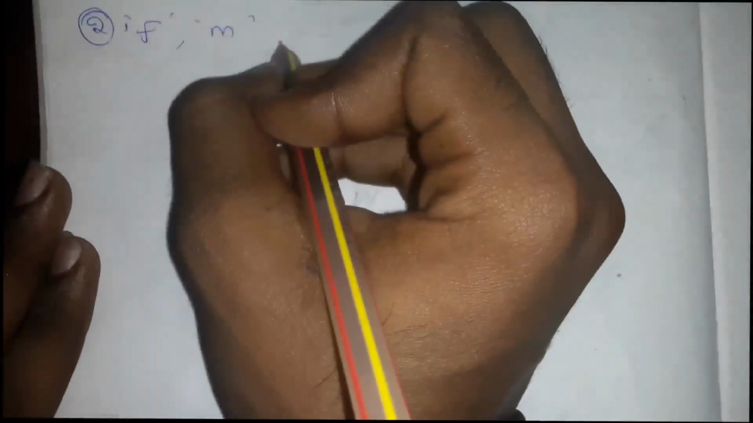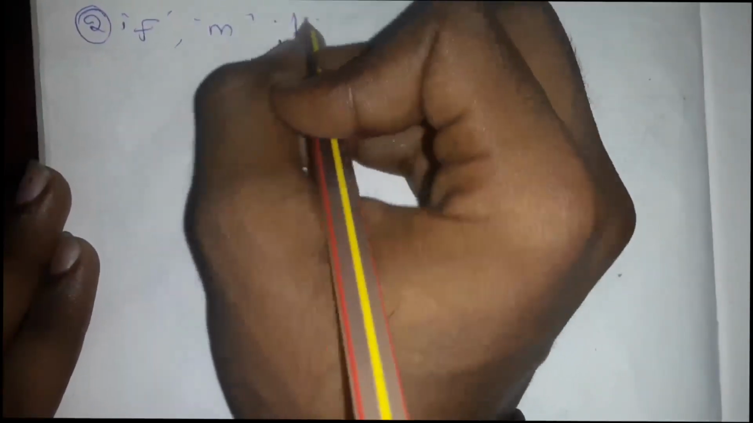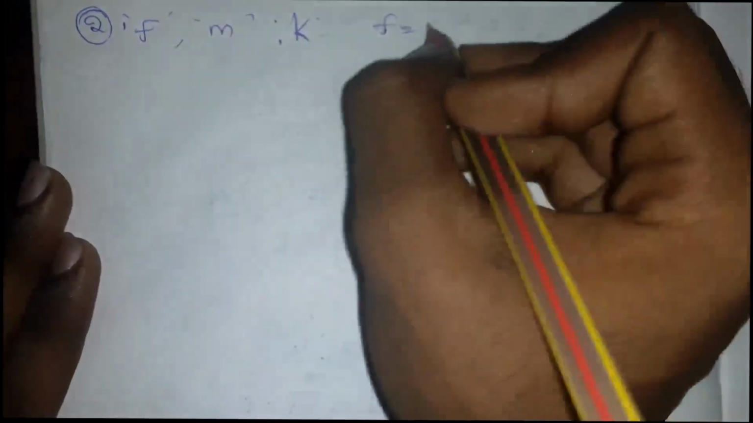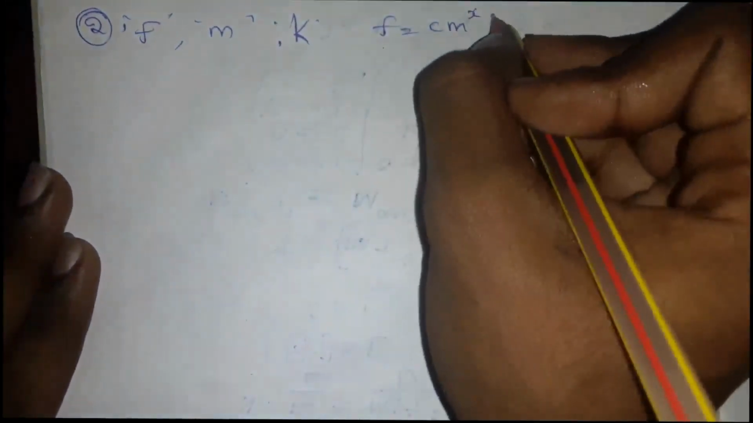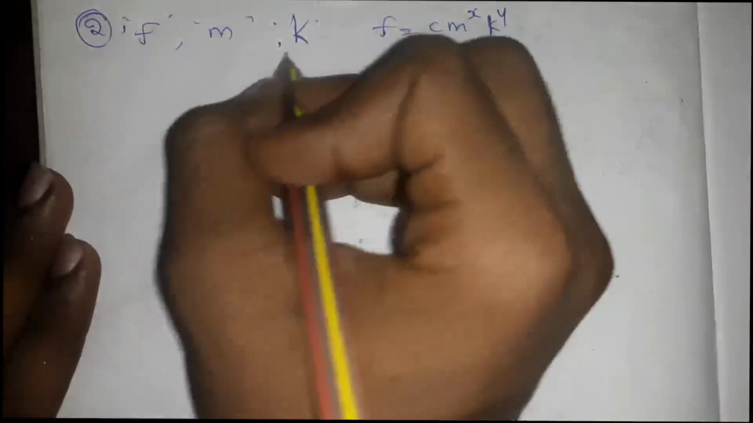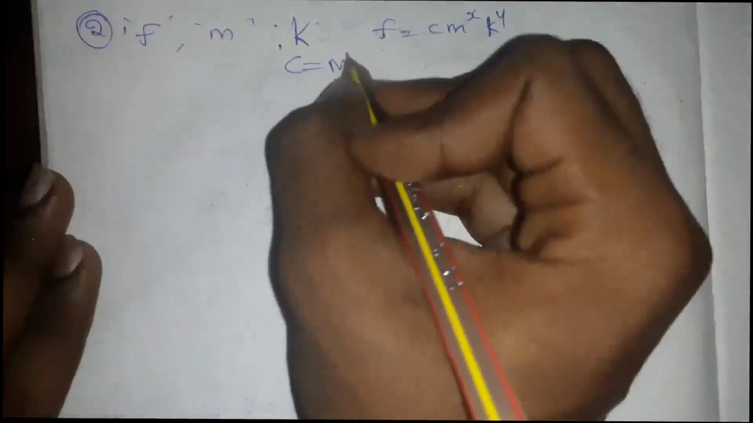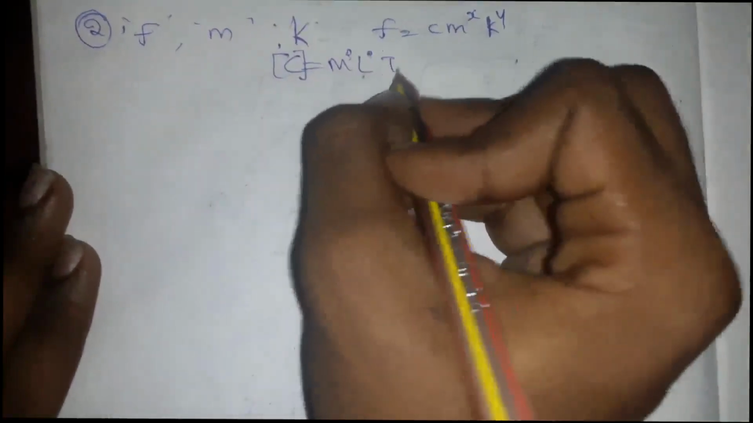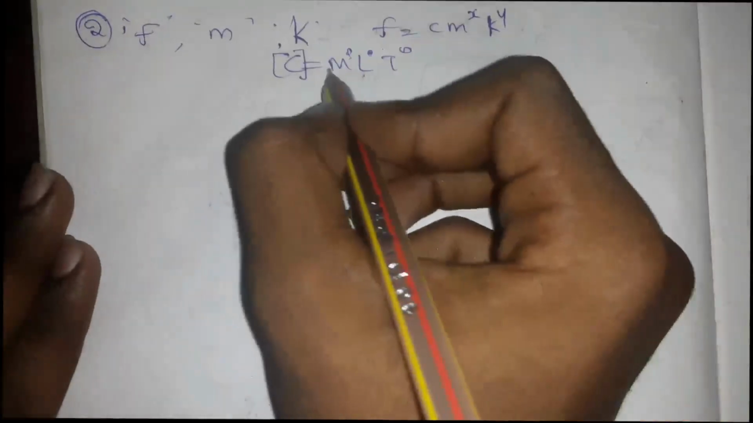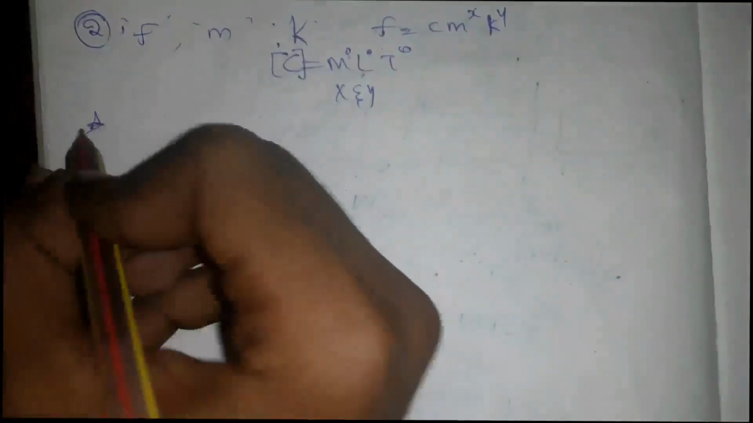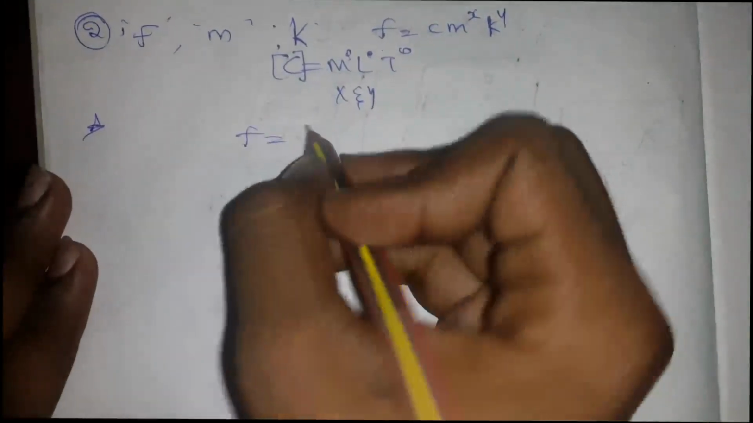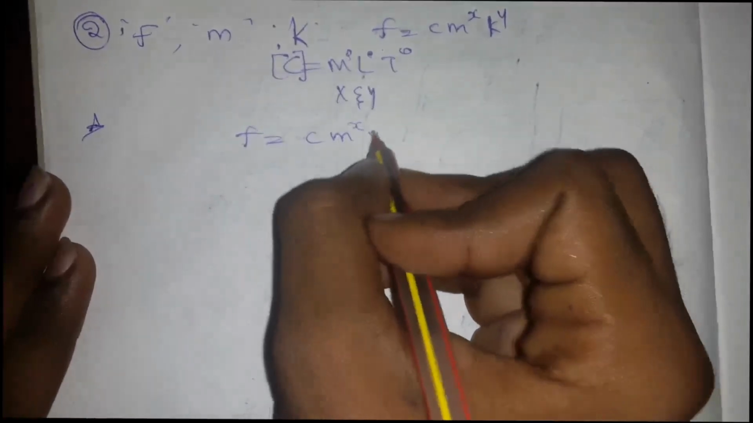So let's start doing our second question. The question is given as: the frequency of vibration of mass m, of spring constant k, is given by the relation f equals c m power x k power y. Here c is a dimensionless constant. So we have to find x and y. Let's take the given equation, m power x k power y.